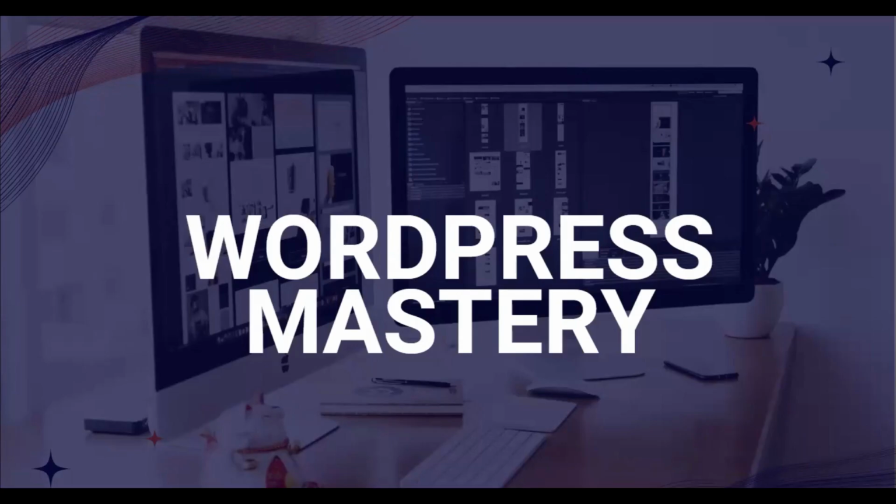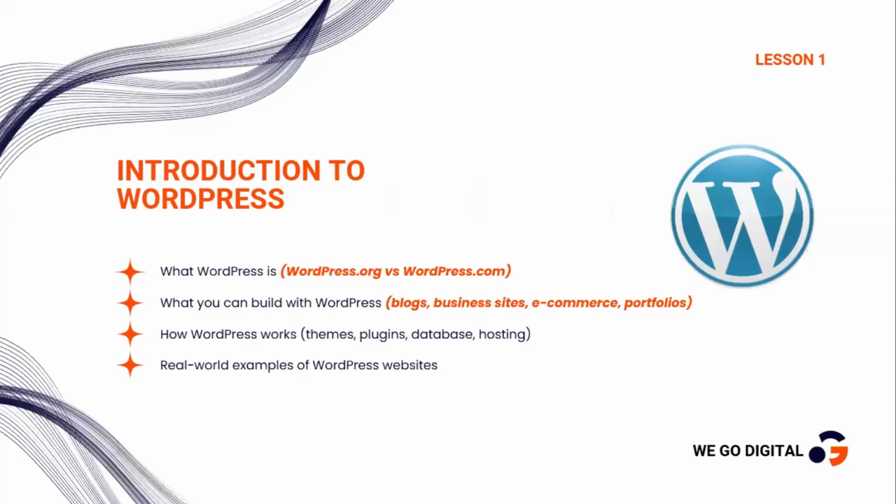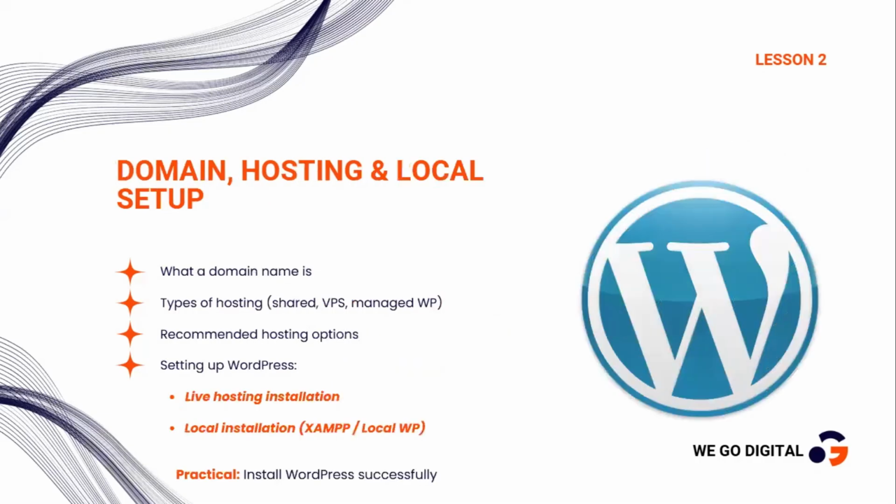In the past weeks, we've looked at a couple of things. We looked at the basic foundations of WordPress. We've discussed what WordPress is, the difference between WordPress.com and .org. We've also looked at what you could build with WordPress, how WordPress works, and some real-life examples of sites that use WordPress. Currently, over 40% of the total websites online are built on WordPress. So we looked at a couple of those things.